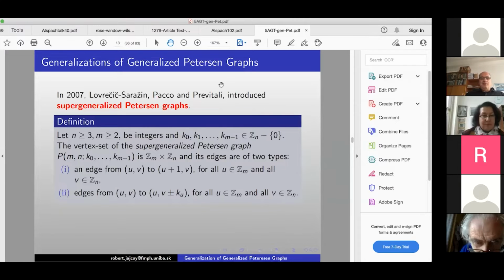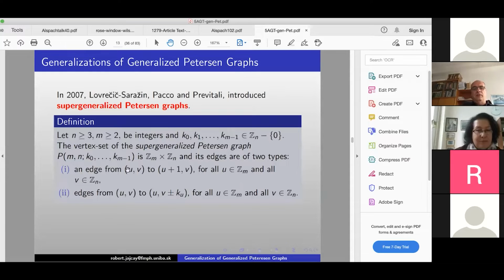Super generalized is already used, and I'm not sure I like the name, but here's a super generalized Petersen graph. You have two parameters, m and n, and you have m additional numbers, and you have the edges. The edges are defined again via modulo arithmetic. I will not do this in detail. This can, of course, be checked, but it's basically the same idea, but you have more numbers to deal with.